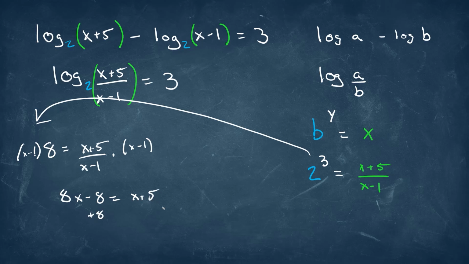We would add 8 on both sides. We'd subtract this x on this side. So we're going to get that 7x is equal to 13. So x would be equal to 13 over 7.